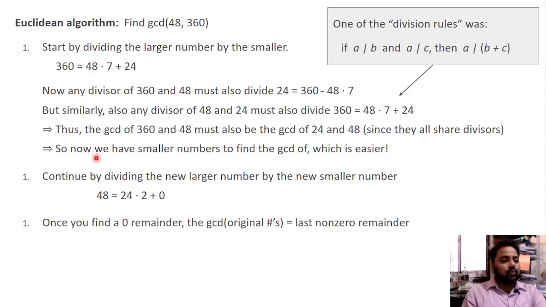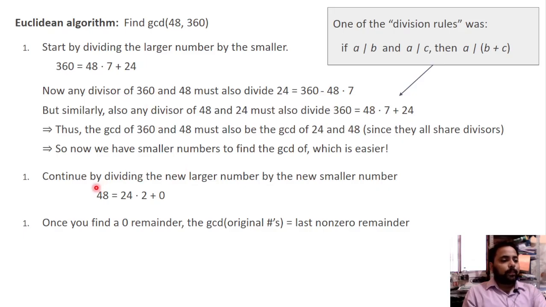And so now we have a smaller number to find the GCD of, which is easier, and the GCD of 360 and 48 must also be the GCD of 24 and 48. So continuing by dividing the new larger number by the new smaller number, 48 is equal to 24 into 2 plus 0. Here we have extracted 24 and 48 by using the larger number 360 in the form 360 equals 48 into 7 plus 24.